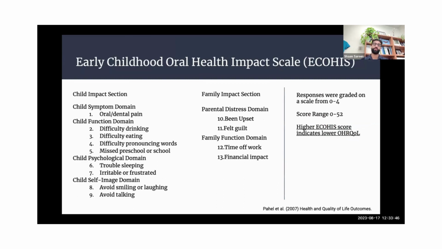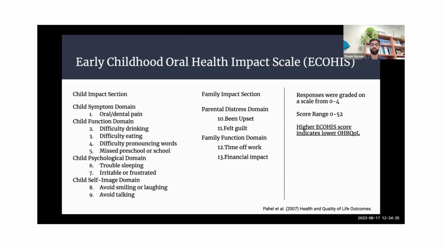So moving into how the ECOIS questionnaire is broken down. It is subdivided into 2 sections, the child impact section and the family impact section. And each section is then further subdivided into different domains. So the child symptom domain is a question asking if the child has experienced any oral or dental pain and how often they experience it. And the other questions are scored in a similar way. And the child function domain asks if the child has been affected in their day-to-day life as a result of their oral health.